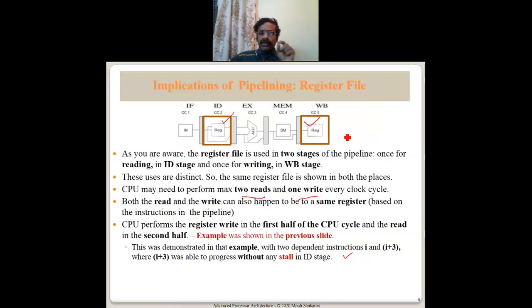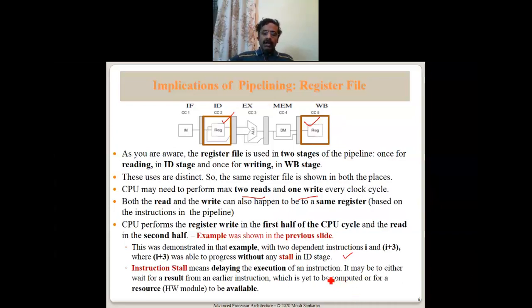Because of this capability, we are able to execute the instruction without any stall because it is getting the operand it wants. The instruction which is coming in is able to read the operands it wants, though the result is coming from the previous instruction.